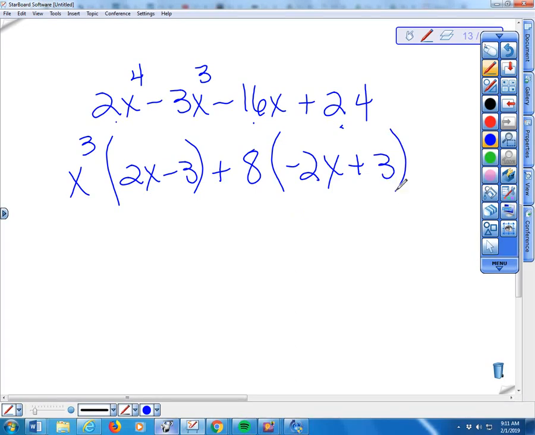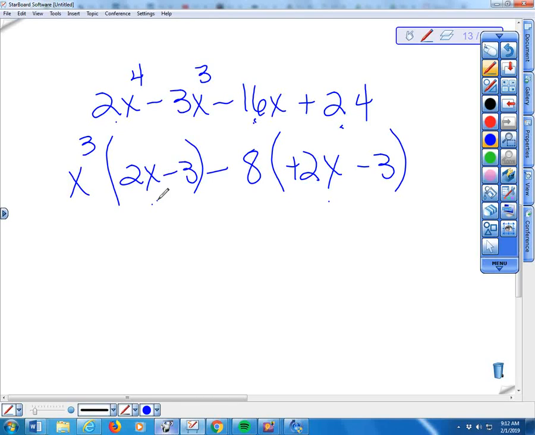For factoring by grouping to work, this parenthesis and this parenthesis must match. Do they? No, they don't. This one's positive, this one's negative. So how can I make it match? Times it by negative. Is negative 8 times 2x negative 16x? Yes. Is negative 8 times negative 3 positive 24? Yes. So my parentheses match now.